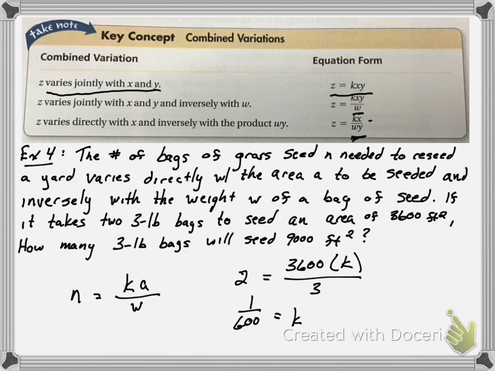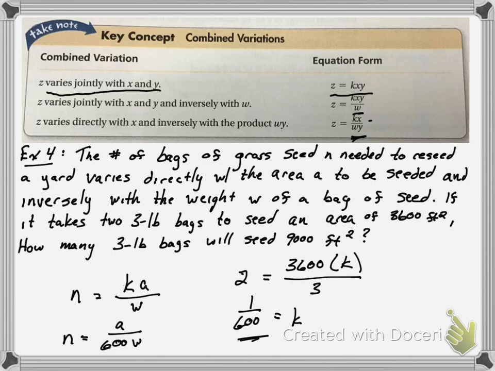So my combined variation of this: since k is 1 over 600, if I plug it in there, N is going to equal A over 600W. You could put 1 over 600 times A on top, but that's just going to end up being what that is right there. And then you just take the new numbers and plug them in.